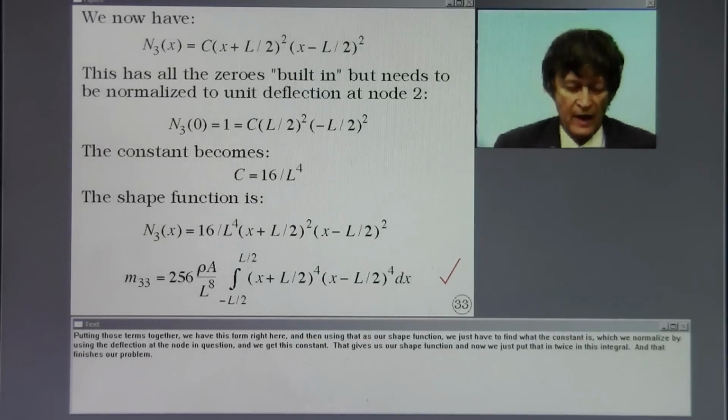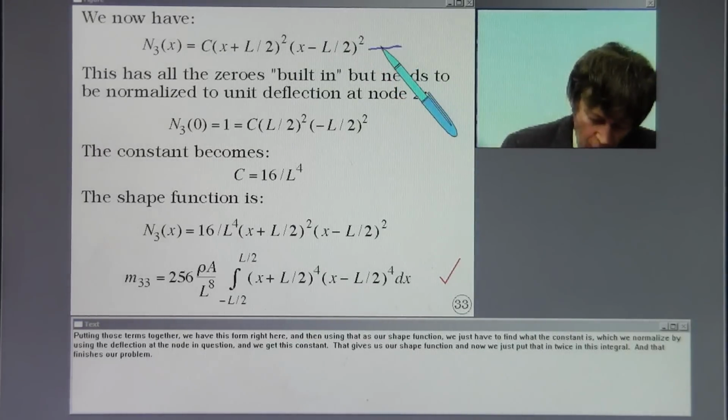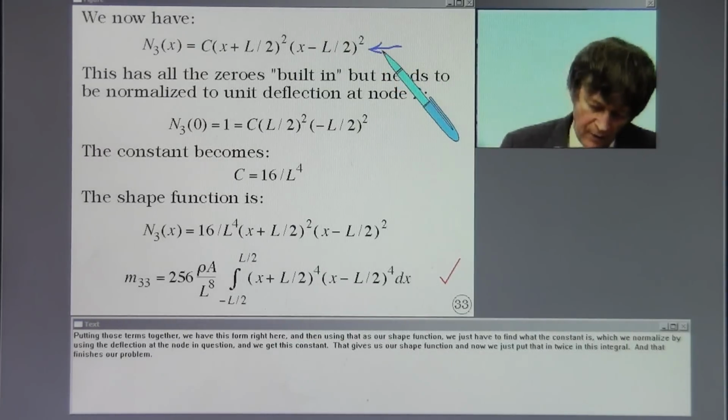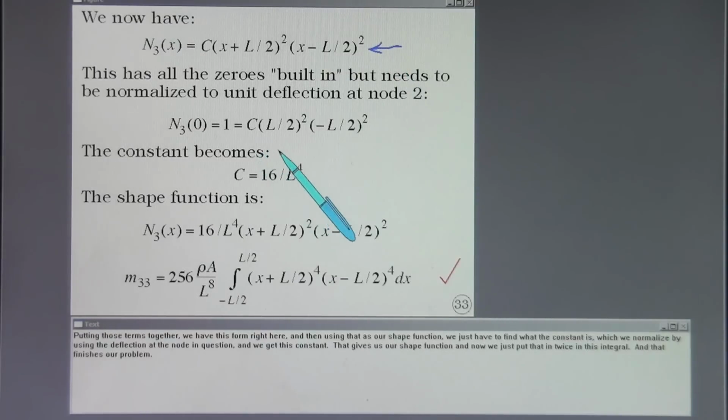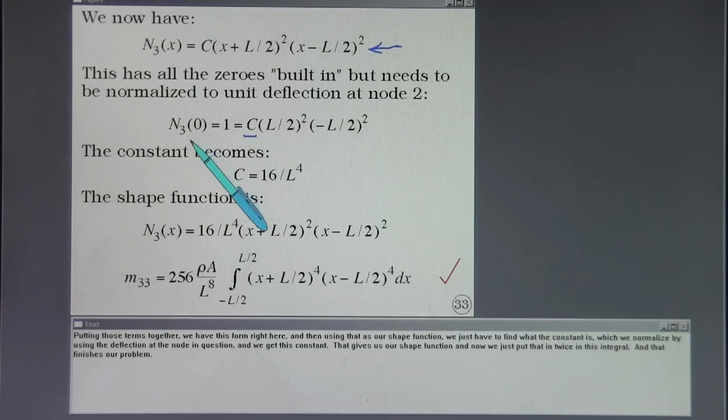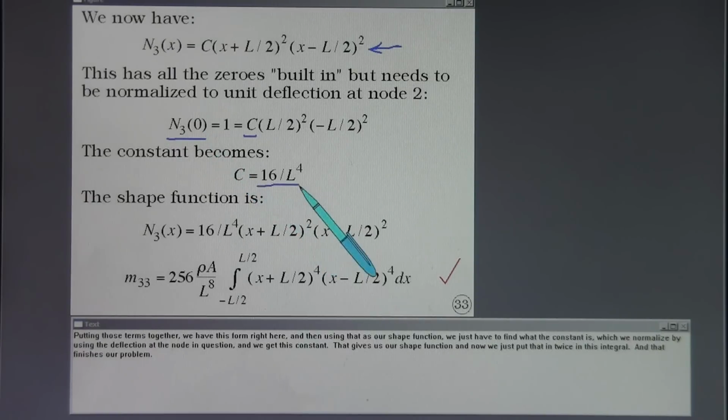Putting those terms together, we have this form right here, and then using that as our shape function, we just have to find what the constant is, which we normalize by using the deflection at the node in question, and we get this constant. That gives us our shape function, and now we just put that in twice in this integral, and that finishes our problem.